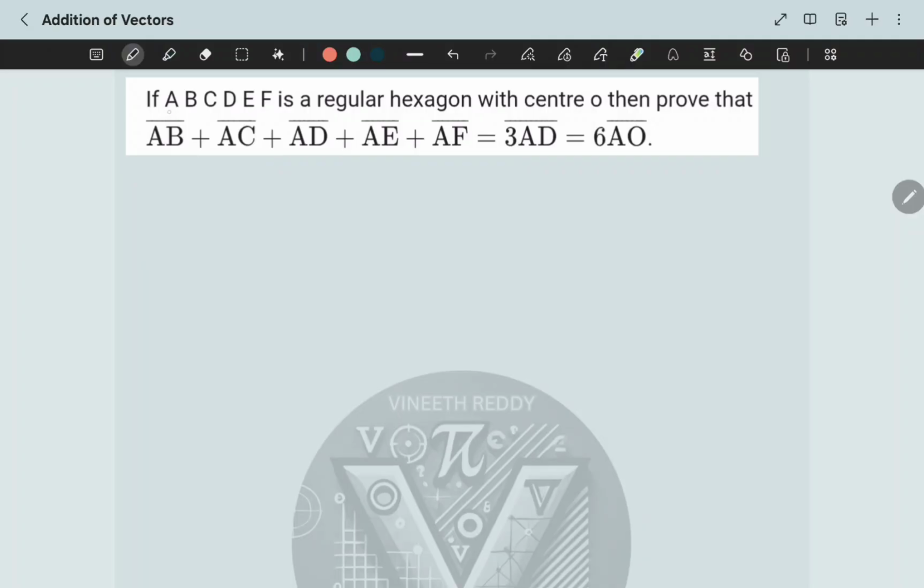So the first question says ABCDEF is a regular hexagon. Hexagon means it has 6 sides. So let us try to draw a hexagon. It's something like this, right? And the center is O. So A, B, C, D, E, F. Then prove that AB vector.